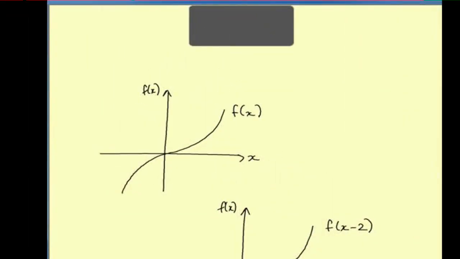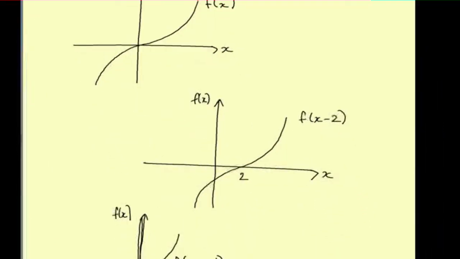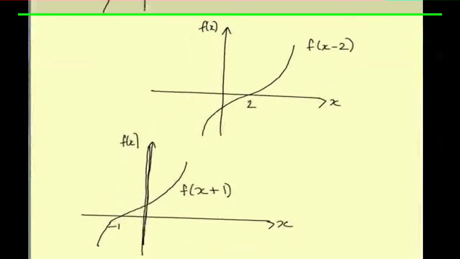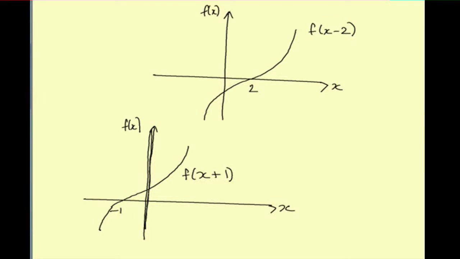Okay, so let's look at the second way in which we can transform a graph, and that is f brackets x minus a. If we take a look at the first graph, which is f of x, the original function, and if we do f brackets x minus 2, then that has the effect of sliding the graph along the x-axis 2 units. If we do f brackets x plus 1, then that has the effect of sliding the graph along the x-axis 1 unit to the left.